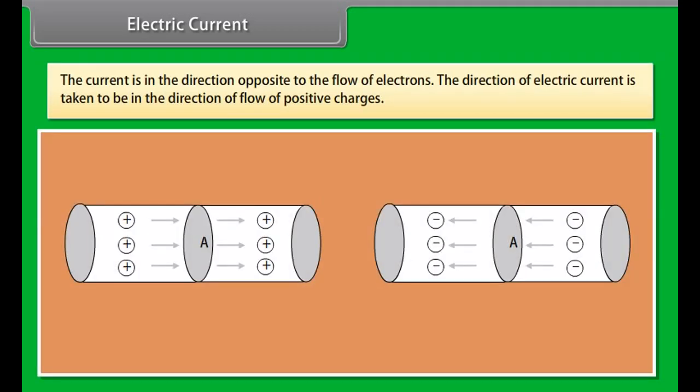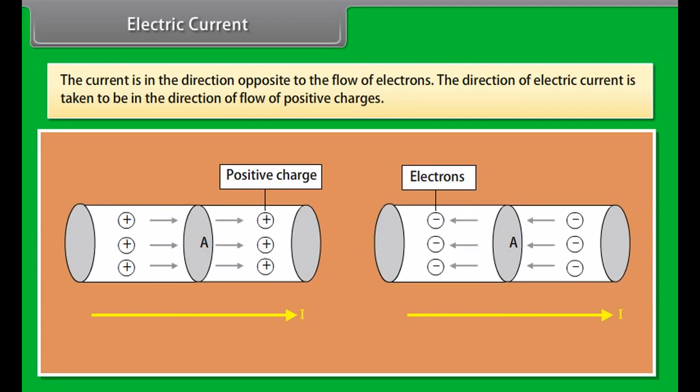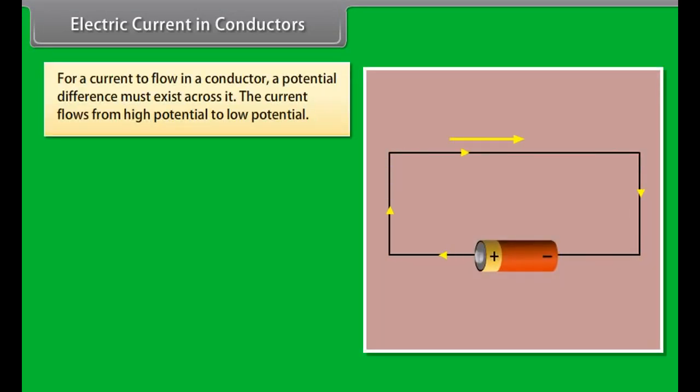The current is in the direction opposite to the flow of electrons. The direction of electric current is taken to be in the direction of flow of positive charges. Electric current in conductors. For a current to flow in a conductor, a potential difference must exist across it. The current flows from high potential to low potential.